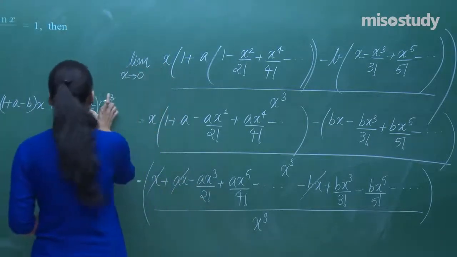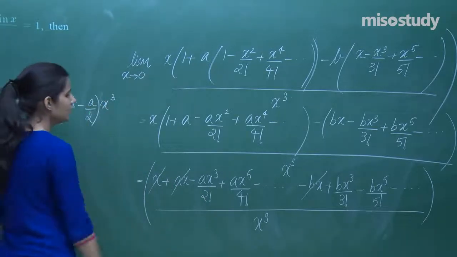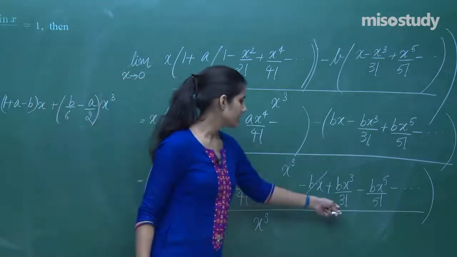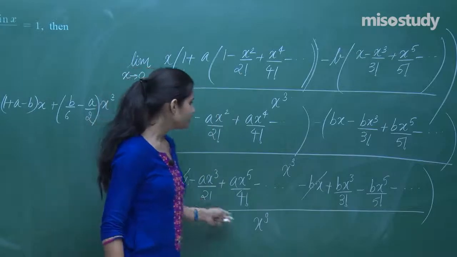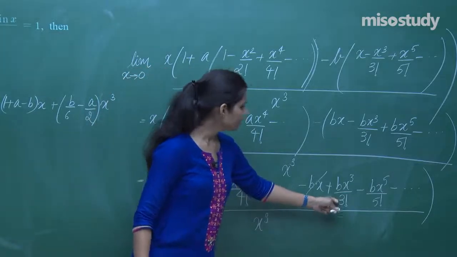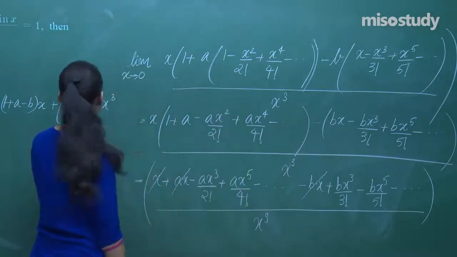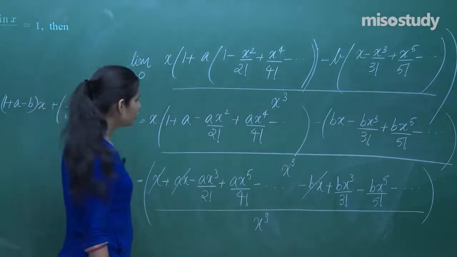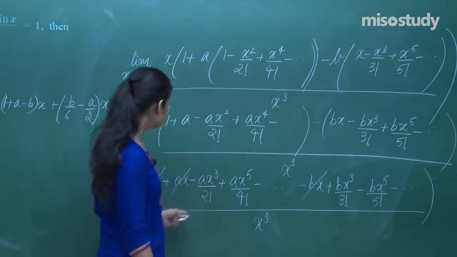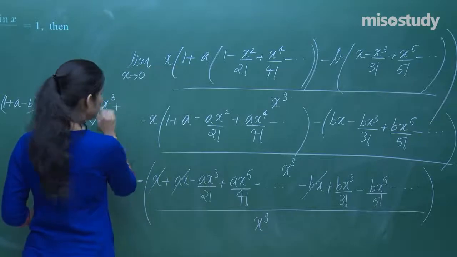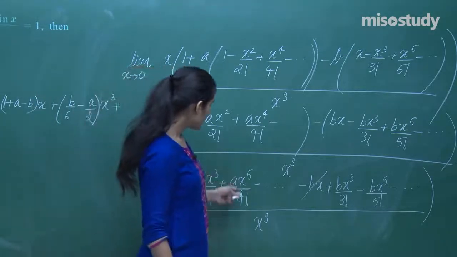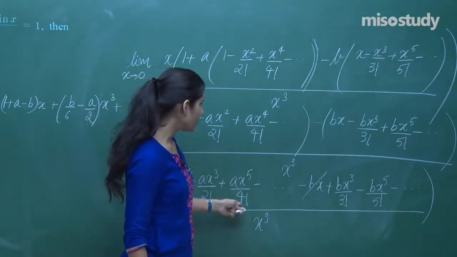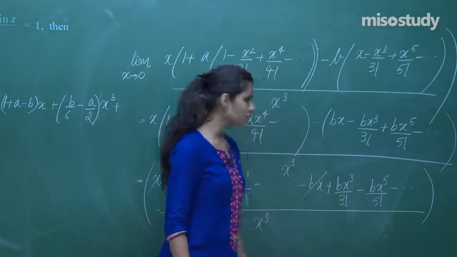This is minus a by 2, not 4. This is 2. 2 factorial is 2 and 3 factorial is 6. So you have minus a by 2 plus b by 6. This is what you have, x cube, and after that you have what? This is plus a by 4 factorial and this is minus b by 5 factorial, but we don't need all that.